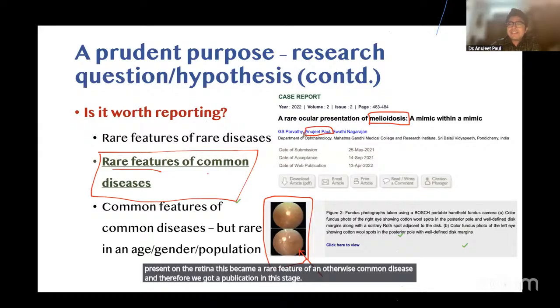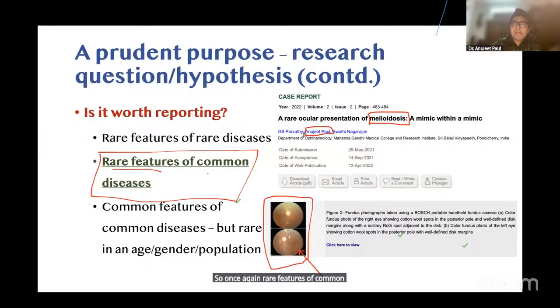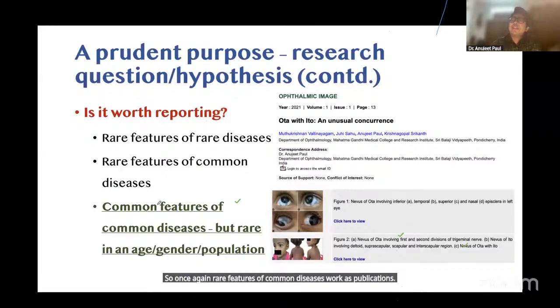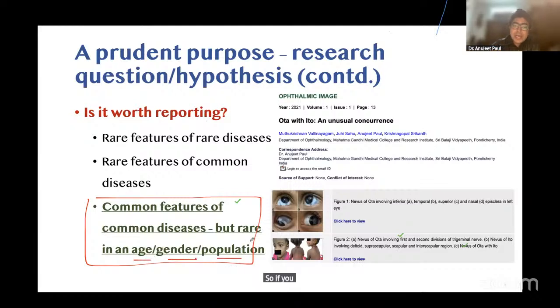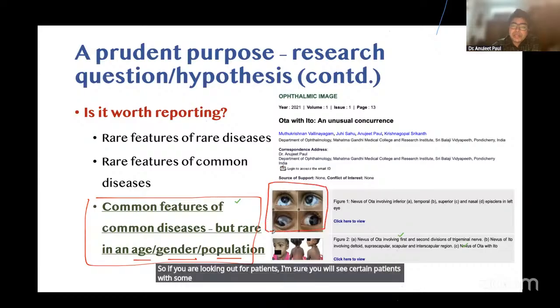So once again, rare features of common diseases work as publications. Finally, what you will find most commonly in OPD, something that you should always keep an eye out for, is common features of common diseases, but rare for age, gender, and population. So if you are looking out for patients, I'm sure you will see certain patients with some sort of hyperpigmentation in their eye. This is usually called nevus of Ota.